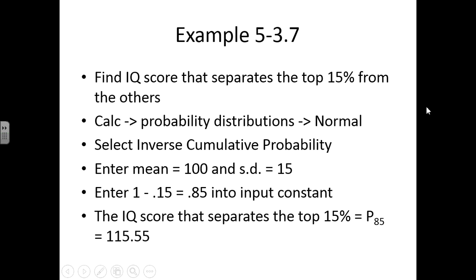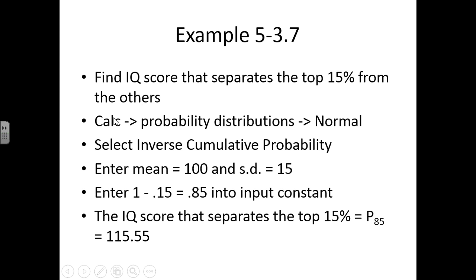Now, we haven't yet looked at an example where we use inverse cumulative probability, when we're given the area or the probability and we're trying to find the value. So here we're trying to find the IQ score that separates the top 15% from the bottom. If 15% is in the top, then what's left in the bottom, or to the left of this IQ score, would be 85%.